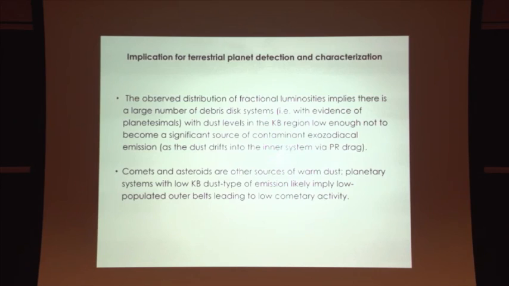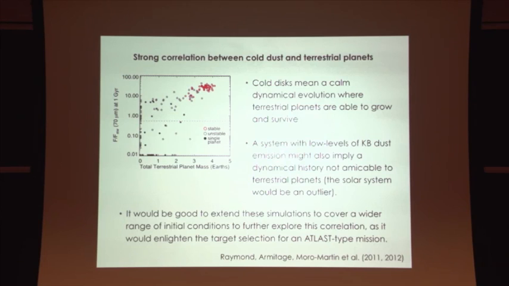However, there is always the other flip side of the coin. The dynamical simulations that I showed you before, with the three planets and all these planetesimal belts being excited by the planets, show that cold disks are highly correlated with the presence of terrestrial planets. This is the excess dust at 70 microns, and this is the total mass in terrestrial planets. You see that there is a correlation here. Systems with a lot of cold dust are more amenable to the presence of terrestrial planets, because a lot of cold dust implies that the dynamical evolution has been mild enough to allow the terrestrial planets to survive.